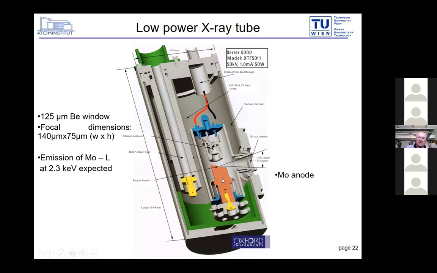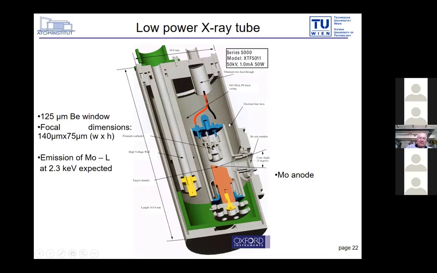As this tube operates in reverse voltage, so the high voltage is on the cathode and the anode is on ground. So you have the possibility to have a very, very thin beryllium window. It can range from 75 to 125 microns. And if you go to the high power tubes, they all have 300 micron thickness. And this is basically absorbing, for instance, the L lines of moly or rhodium to go through that window.